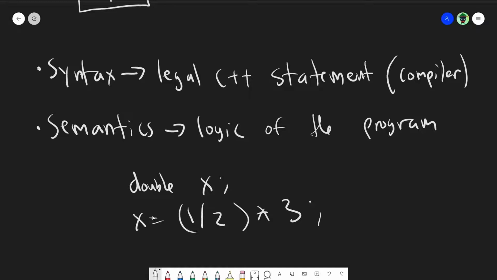So to fix semantic errors, it's usually a debugger, or you as the programmer, who has to look through your code and find why certain parts are not working correctly. That's more of a semantic issue.